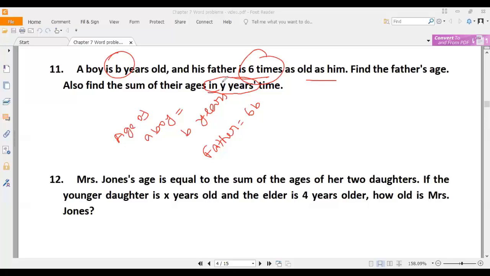So what will happen after Y years? The boy will be B plus Y years. Father will be 6B plus Y years. So the sum of their ages in Y years time will be, the boy will be B plus Y, father will be 6B plus Y. So if we add 6B plus B, that will be 7B. Y plus Y, that will be 2Y years. So total sum will be 7B plus 2Y years.